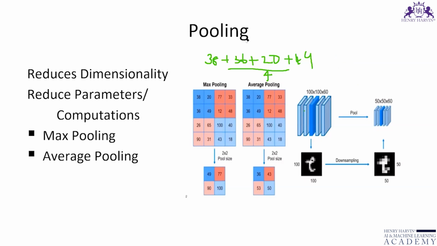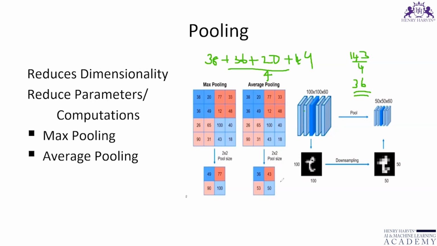Right. So let me add it. 38, 58, right? So what are we getting here? 143, right? So 143 divided by 4, what do we get now? 3 4s are 12, 23, right? So around 36, right? So that is what is being written over here. Similarly, 77 plus 33 plus 12 plus 48, divided by 4, we'll be getting around 43.